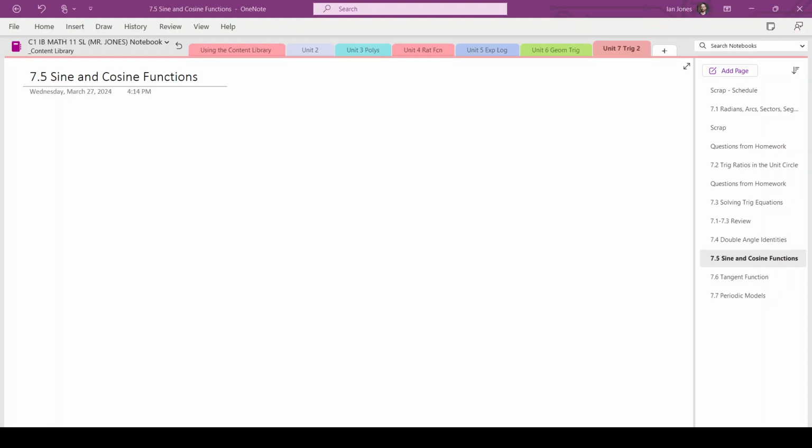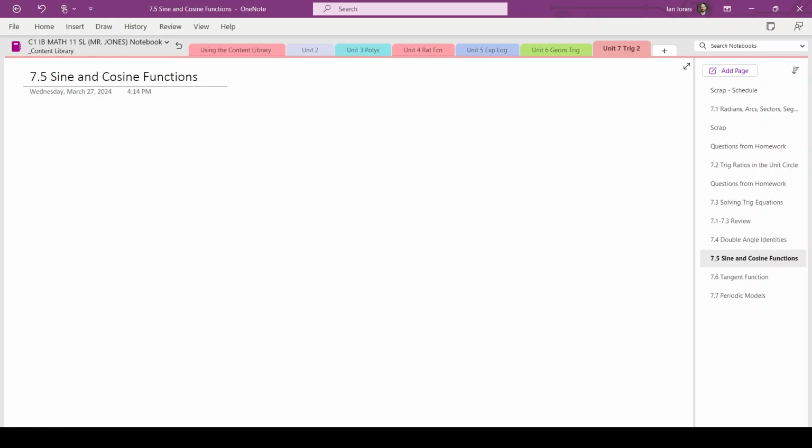Okay, so we've looked at trig functions in terms of the unit circle or non-unit circles, and we've done things like solved equations with them. We've used identities. We've tried to find the values of angles or ratios. Now we're going to look at sine and cosine as functions.